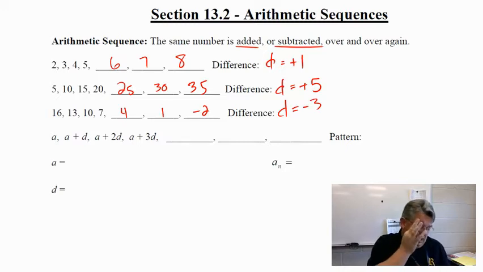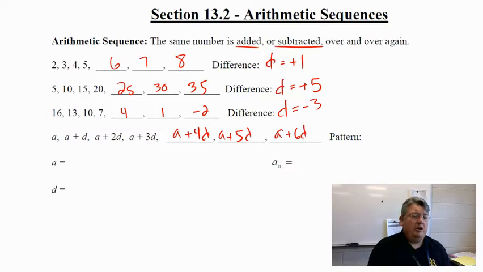Now, look at this one. A plus D, A plus 2D, A plus 3D. I bet you can go on: A plus 4D, A plus 5D, A plus 6D. This is actually what every arithmetic sequence looks like. The pattern is there is an A plus some D's. Really, the pattern is you take the first number plus the difference times the number of terms minus 1.